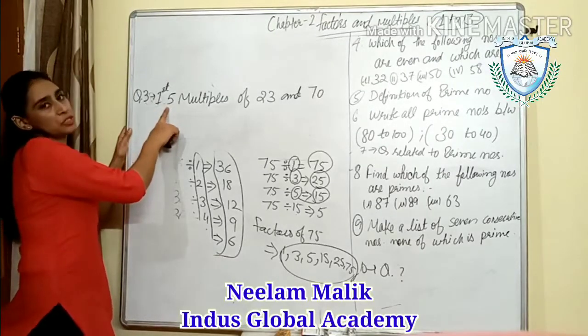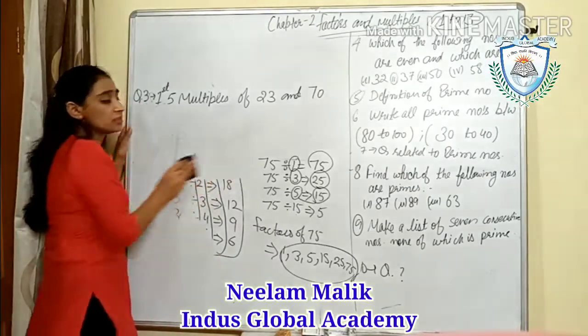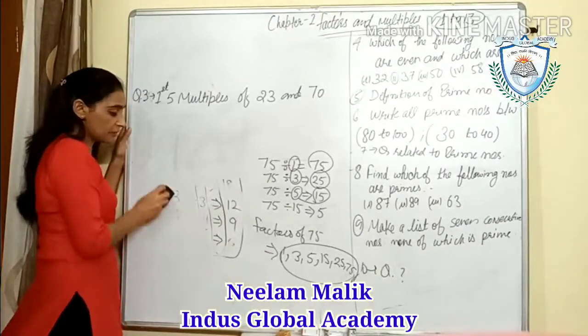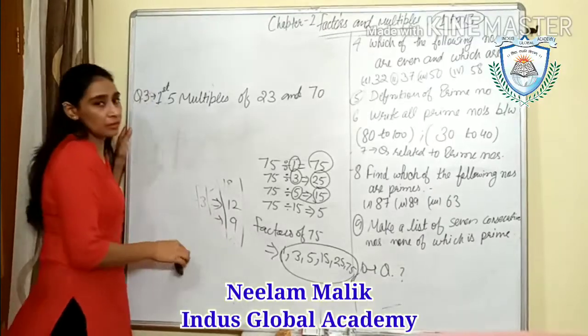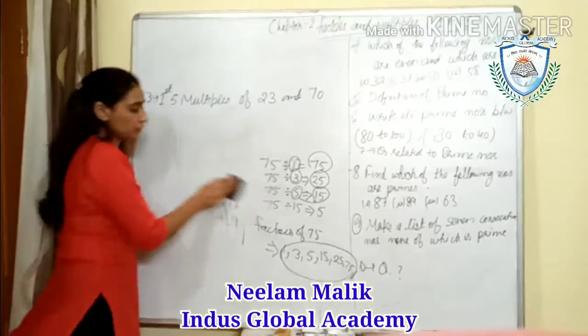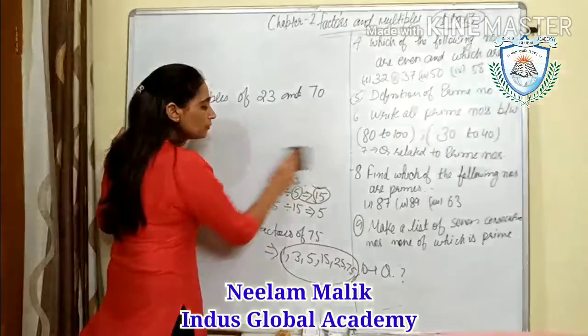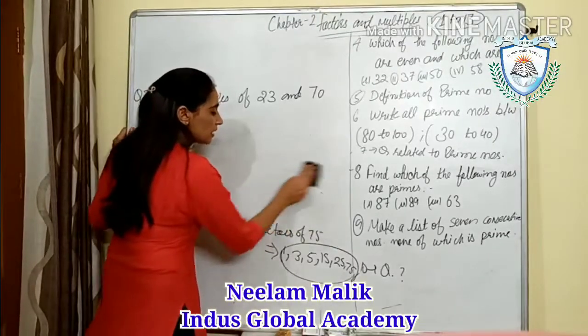Okay, so in the multiples they will always mention how many multiples you have to find out, because there are infinite multiples, unlimited, but factors are fixed. Factors are limited, but the multiples are infinite.